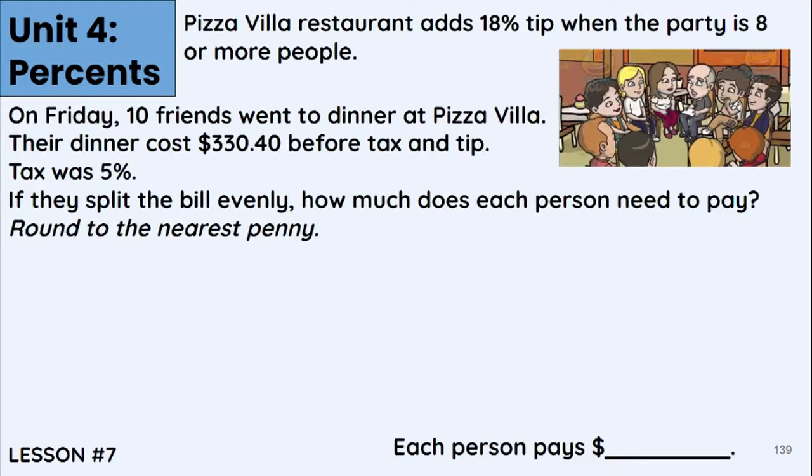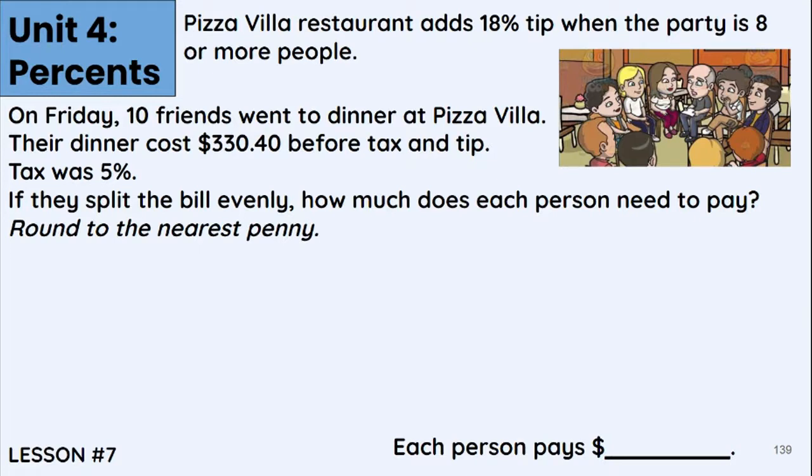Pizza Villa restaurant adds 18% tip when a party has 8 or more people. On Friday, 10 friends went to dinner at Pizza Villa. Their dinner cost $330.40 before tax and tip. Tax is 5%. If they split the bill evenly, how much does each person need to pay? Round to the nearest penny.